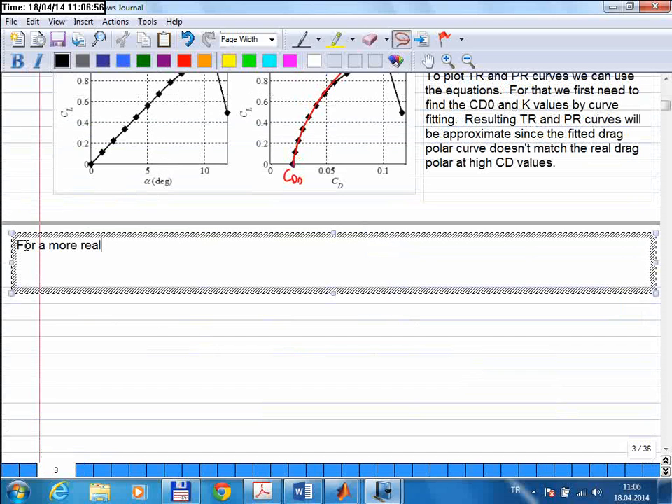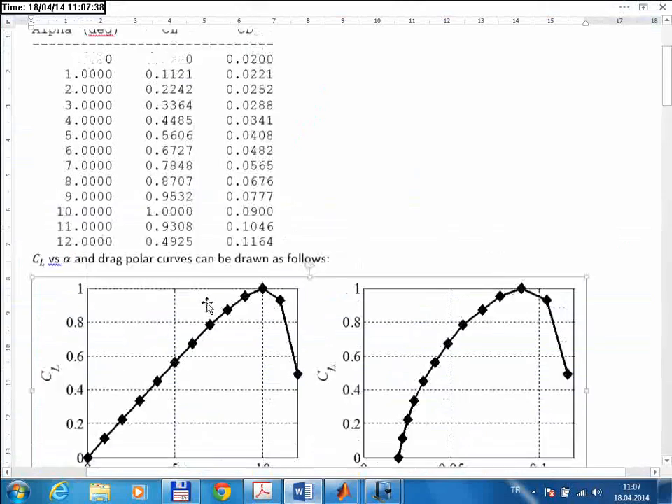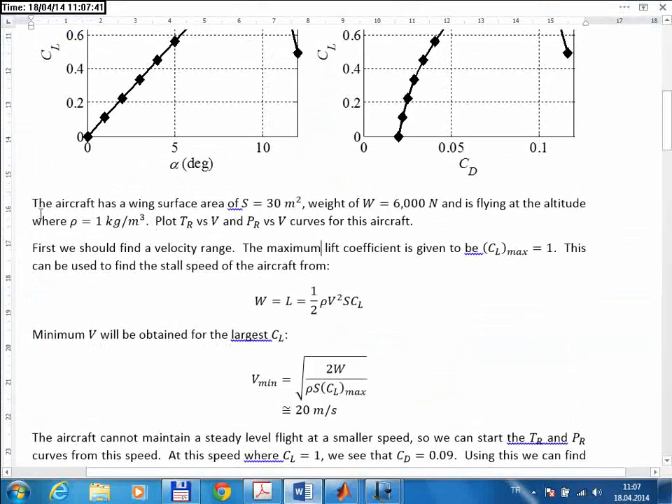For more realistic curves, or let me say plots, we can use the experimental data directly without using the idealized drag polar curve. And here's how we do it. Well, how we do it is already given here.